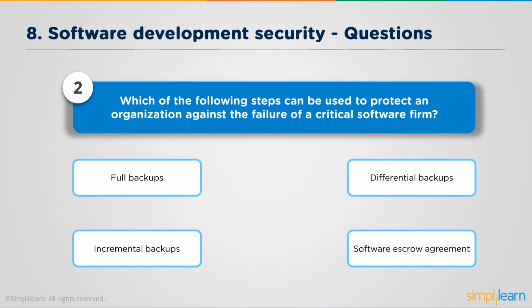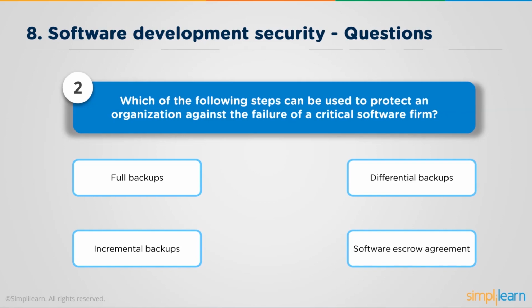Question 2, which of the following steps can be used to protect an organization against the failure of a critical software firm? Now, basically, what does this talk about? This talks about disaster recovery, or business continuity. For example, there's a failure of some sort. When there is something that fails, it interrupts the business. So the moment a business interruption happens, what should kick in? The business continuity plan. If the business continuity plan fails, then the disaster recovery plan kicks in.